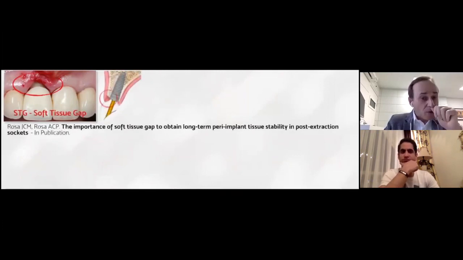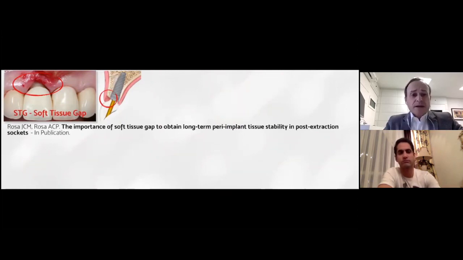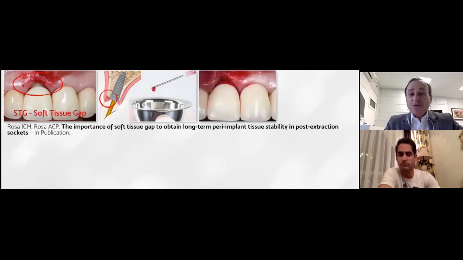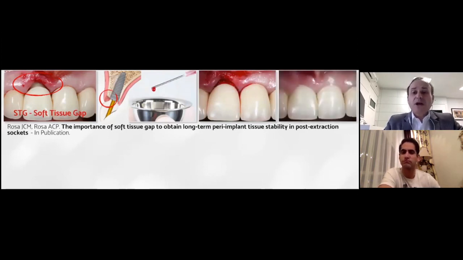This article is going to be published very soon, on the importance of the soft tissue gap to obtain long-term peri-implant tissue stability in post-extraction sockets. And we collected blood from the tuberosity using a syringe, and we injected this blood in order to completely fill this area, the anatomical contour of the gingival margin in the cervical area of the provisional restoration. And we waited 5 minutes until we got the blood clot, and we sent the patients home.